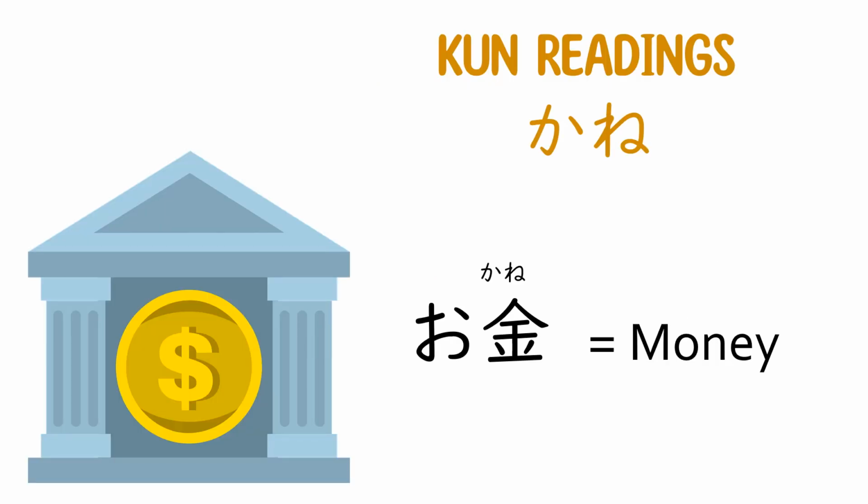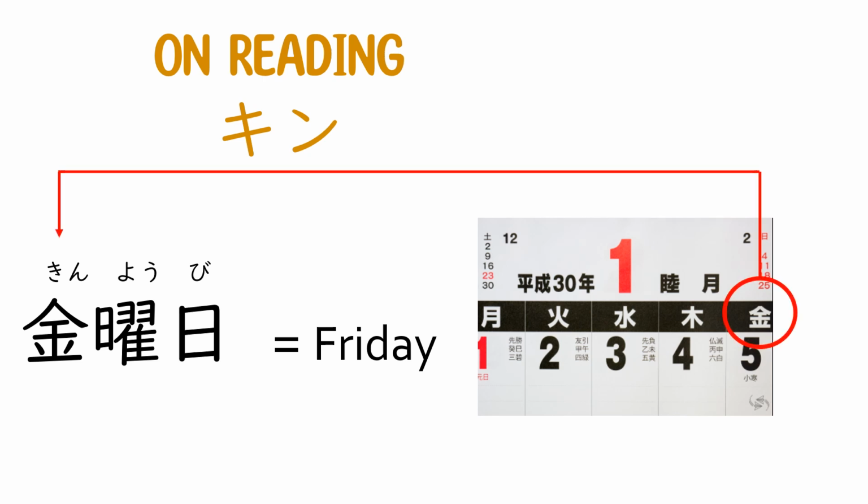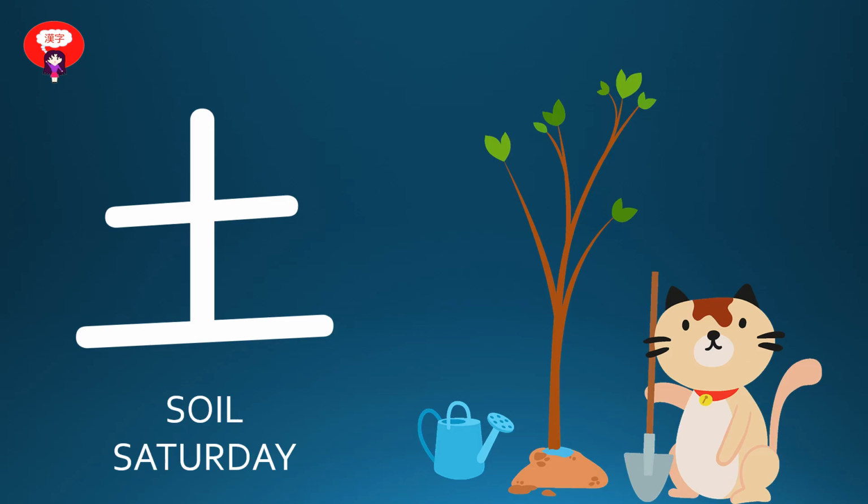The kun reading is kane, as in the word okane, meaning money. As for the on reading, we have kin, as in the word kinyobi, or Friday. You can see the kanji gold by itself in the Japanese calendar. One last note, this kanji has 8 strokes and it is a JLPT N5 level because, well, money is kind of an important thing, isn't it?